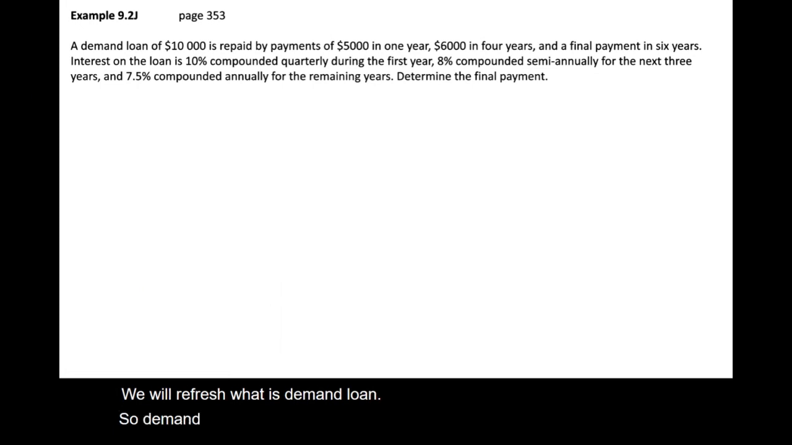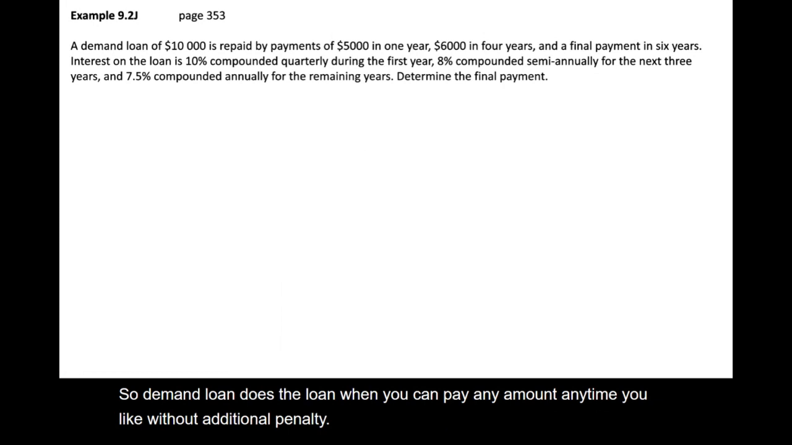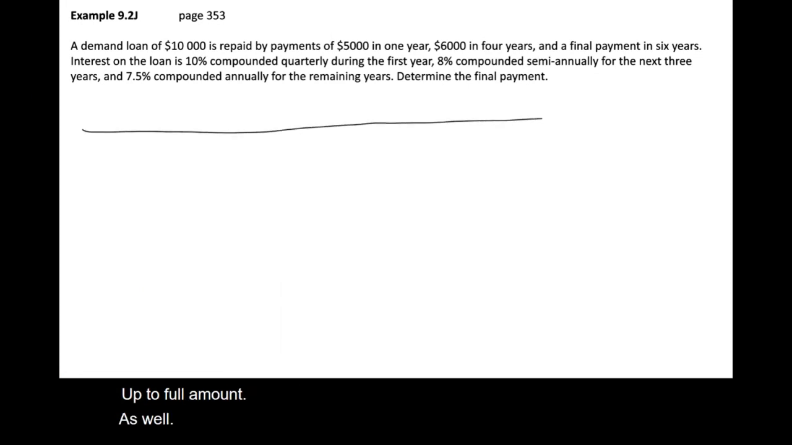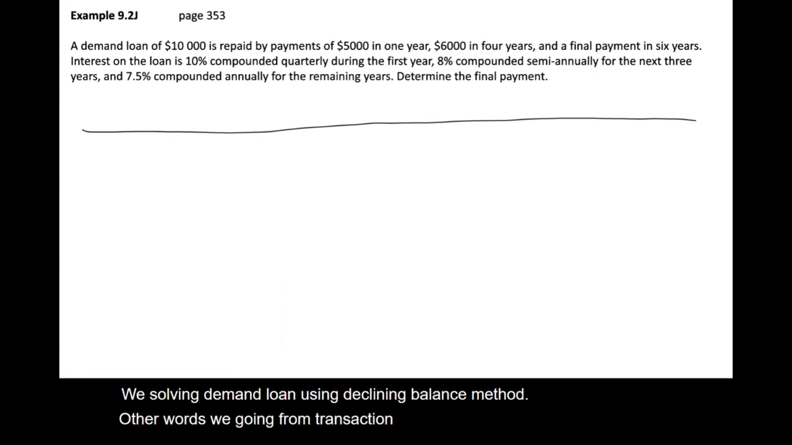So demand loan, that's the loan when you can pay any amount anytime you like without additional penalty, up to the full amount, of course. In reverse, the lender can ask you to pay any amount anytime, up to the full amount as well. So we're solving the demand loan using the declining balance method. In other words, we're going from transaction to transaction, step by step, calculating values.